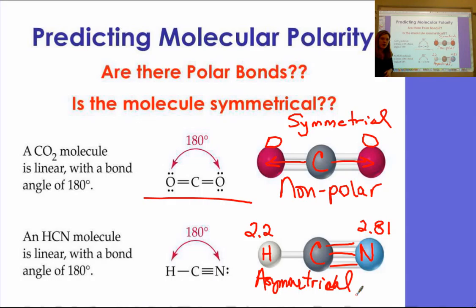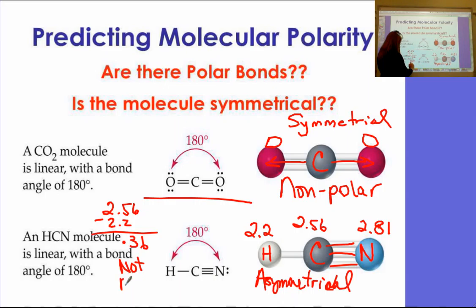Now, do I have polar bonds? What's the one piece that I'm missing? I need the value for carbon. Carbon is 2.56. Do I have any polar bonds? 2.56 minus 2.2. That's not polar. That's a nonpolar bond. How about 2.81 minus 2.56? This one's harder.